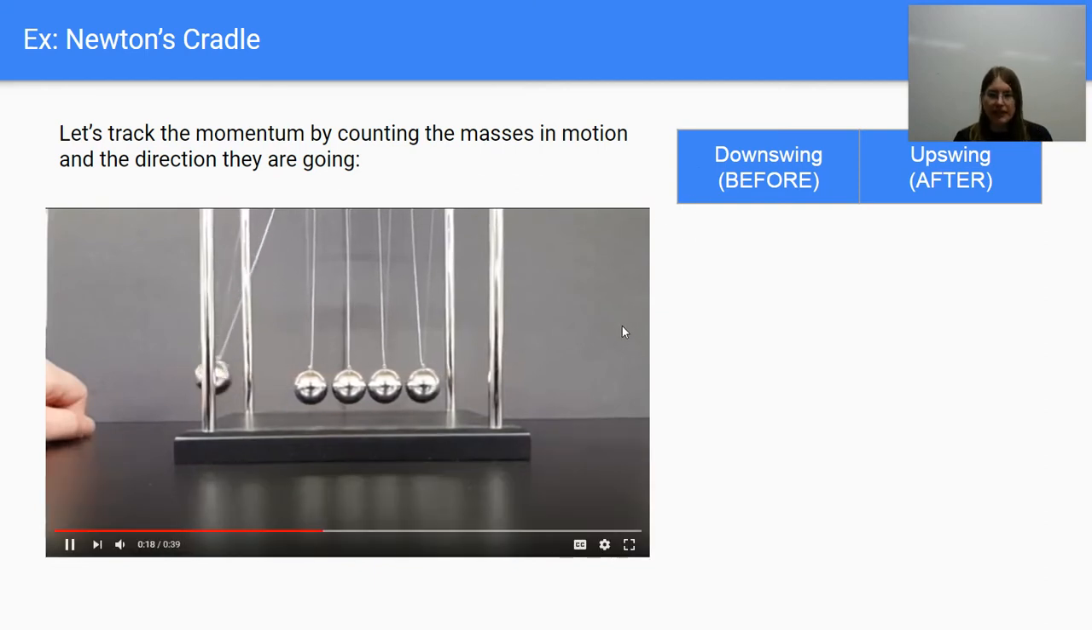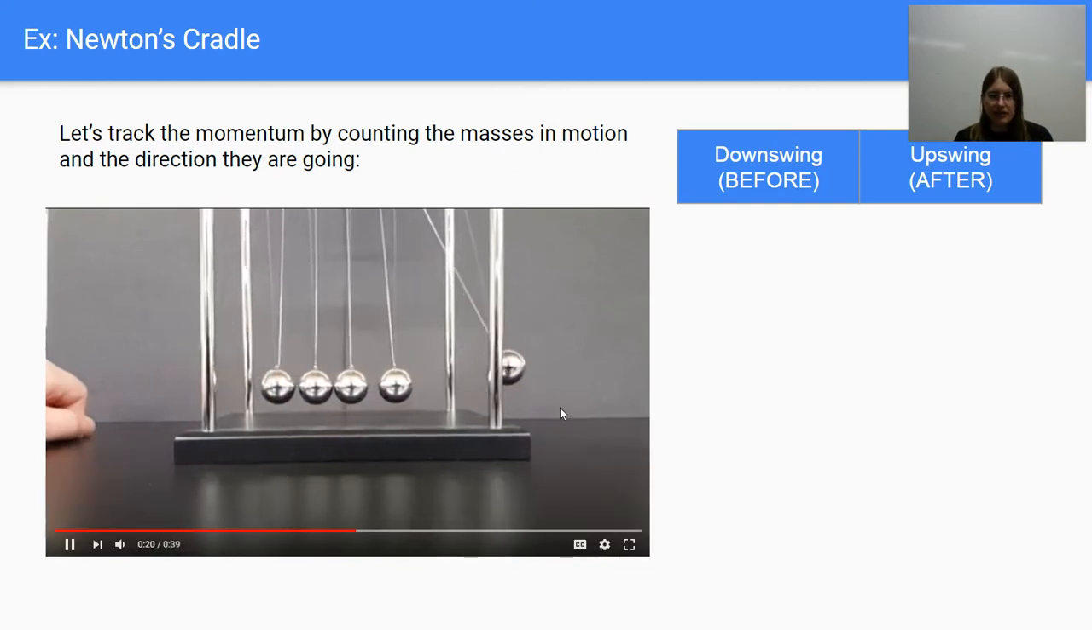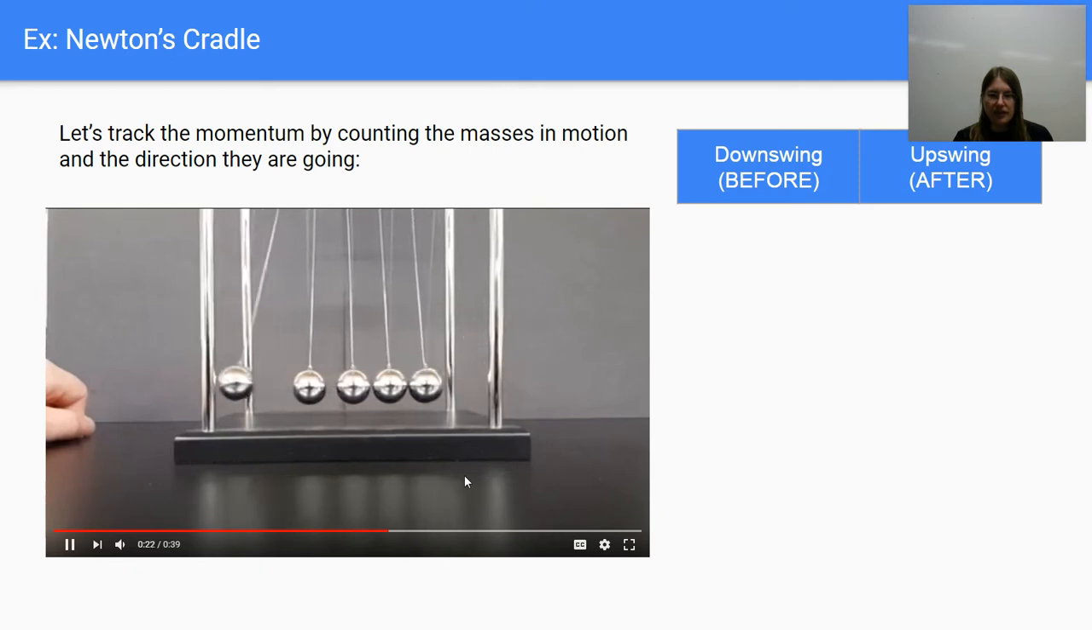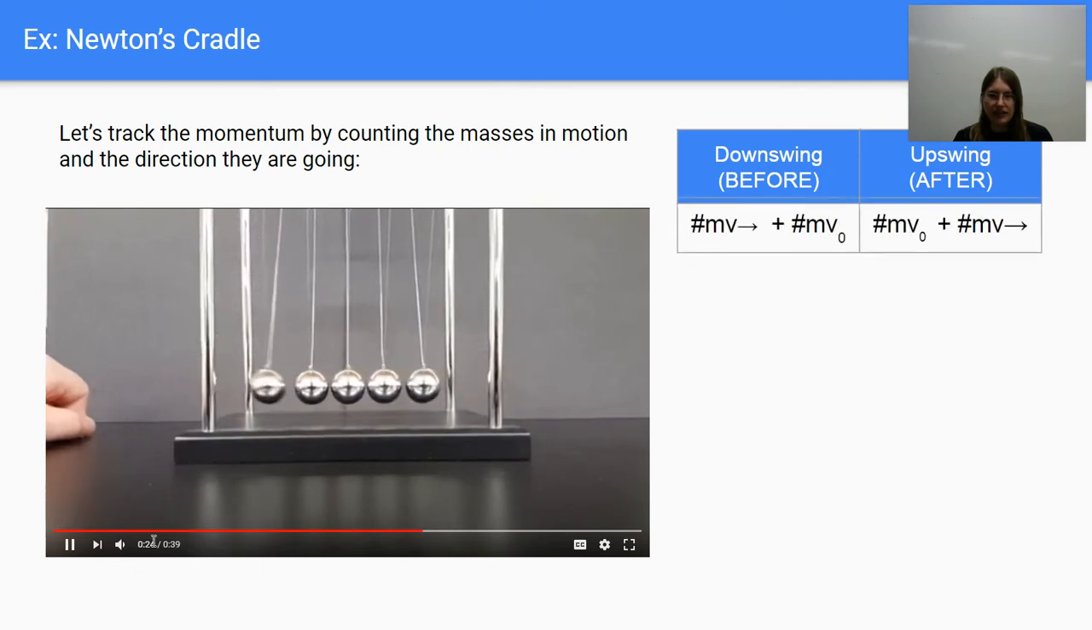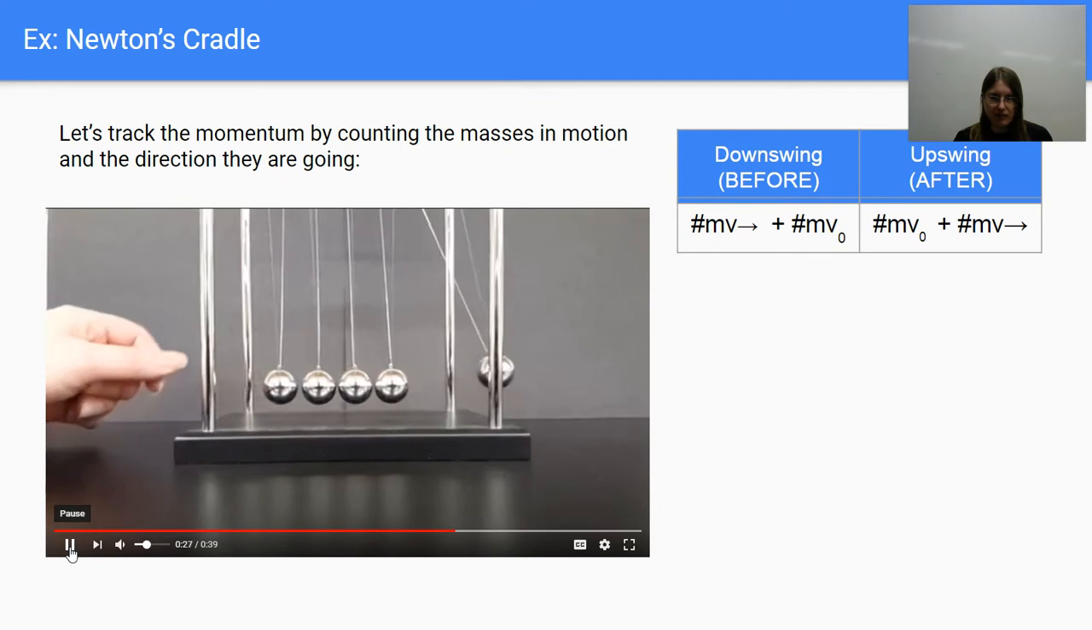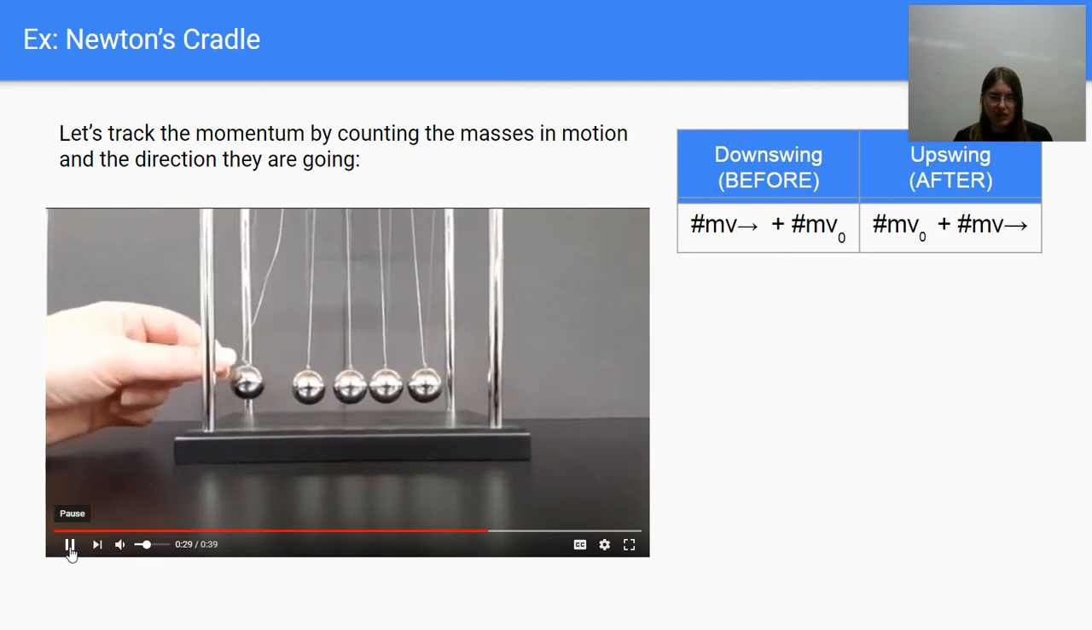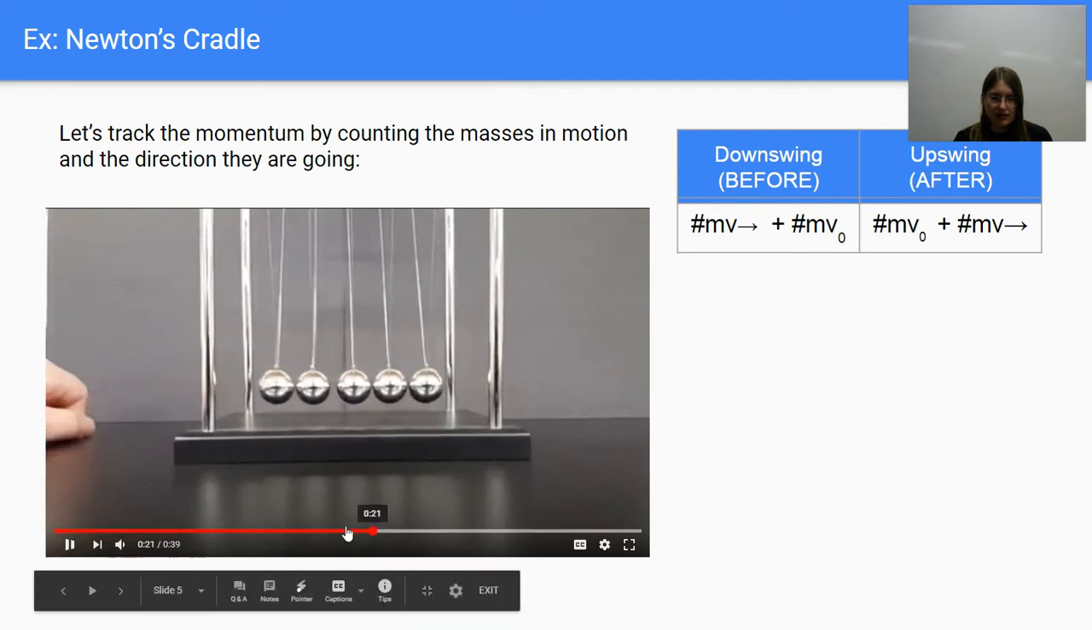So before, give me a second, I'll pause it. On the before side, it looks like this. Oh, that's not the pause button. Whee! Hold on.